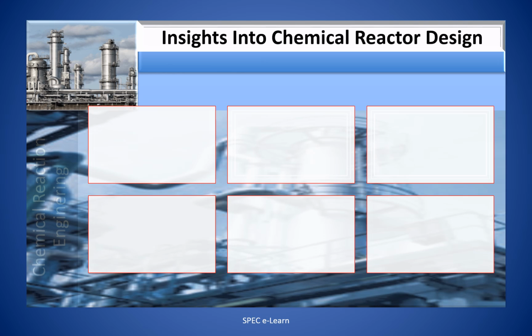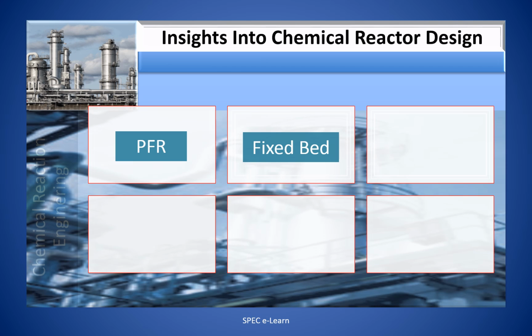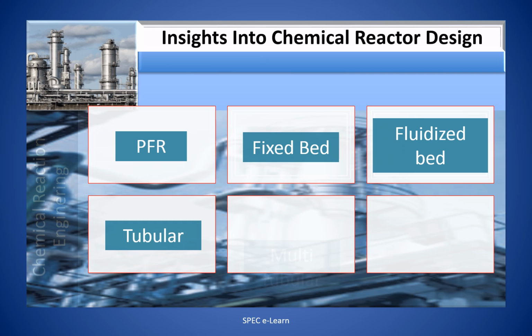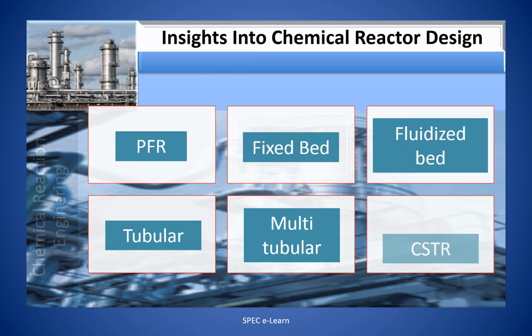Some of the commonly used reactor types in the industries include plug flow reactor, homogeneous, fixed bed heterogeneous reactor, fluidized bed reactor, tubular reactor, multi-tubular reactor, CSTR, etc. The choice really depends on the nature of the reactants, stability and safety of the process.